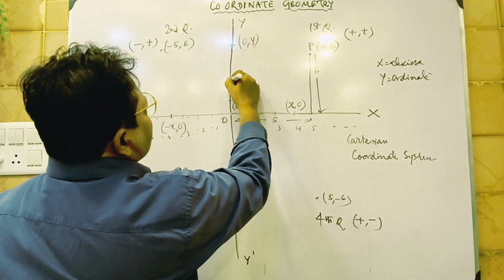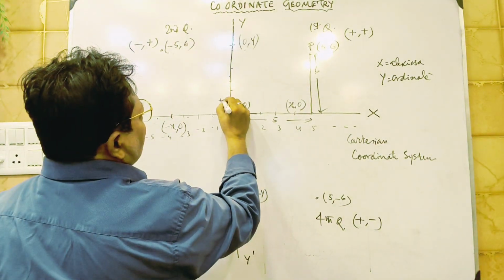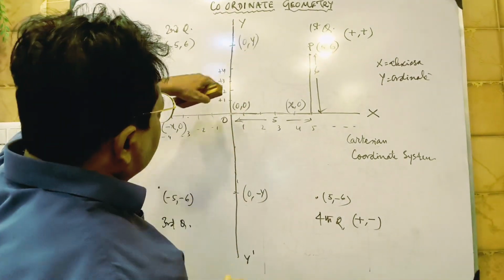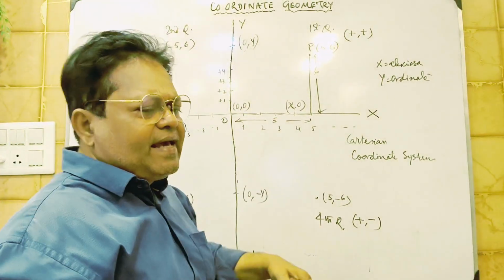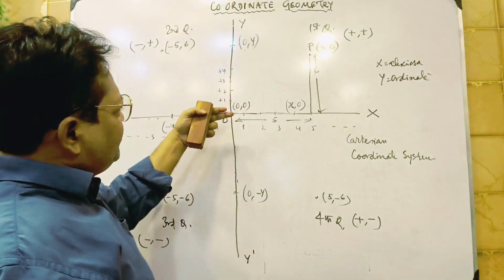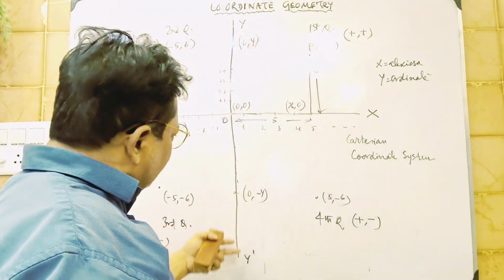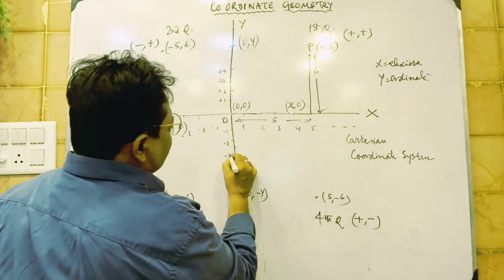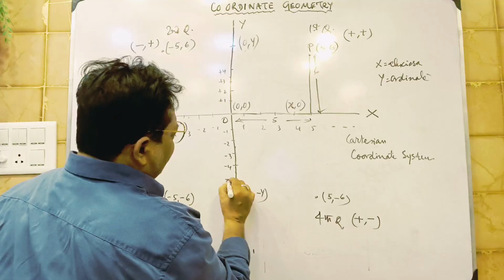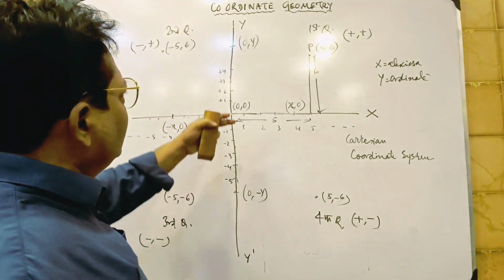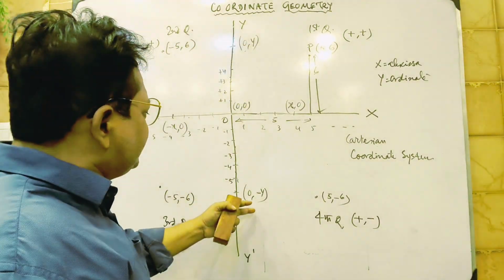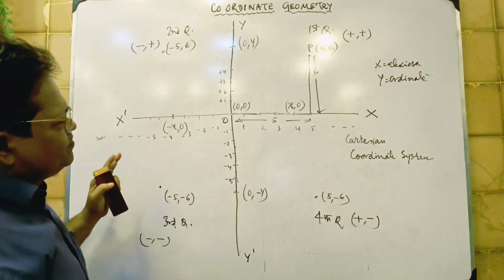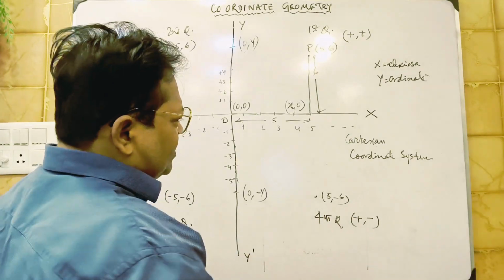On the y-axis it can be represented by plus 1, plus 2, plus 3, plus 4. Above the x-axis, the y-axis part is always positive, and below the x-axis, this part is always negative: minus 1, minus 2, minus 3, minus 4, minus 5. So if it is 0, y, then it will be 0, minus y. If it is x, 0, then it will be minus x, 0. This is the total thing I have told you.